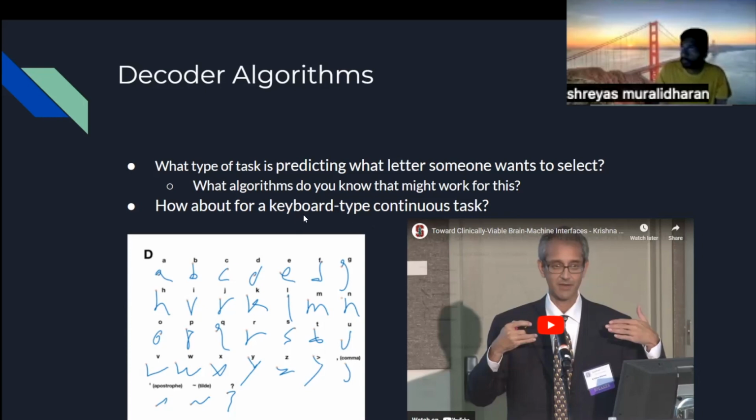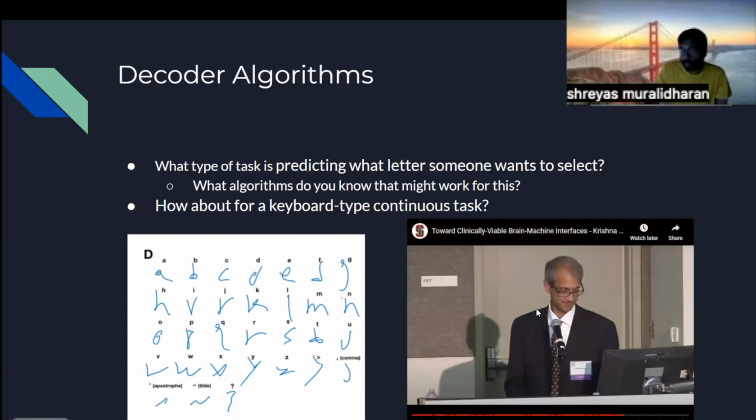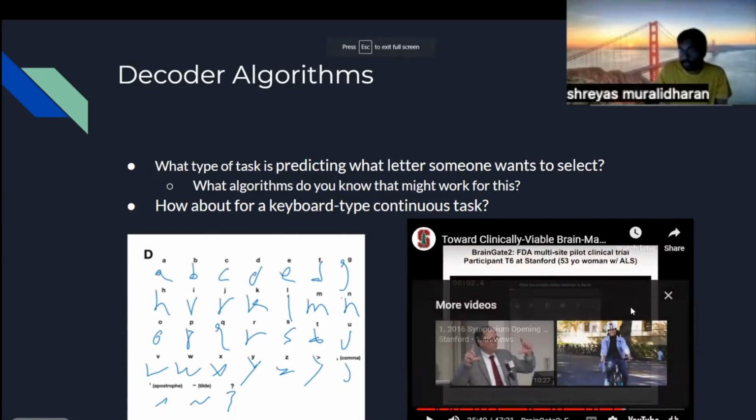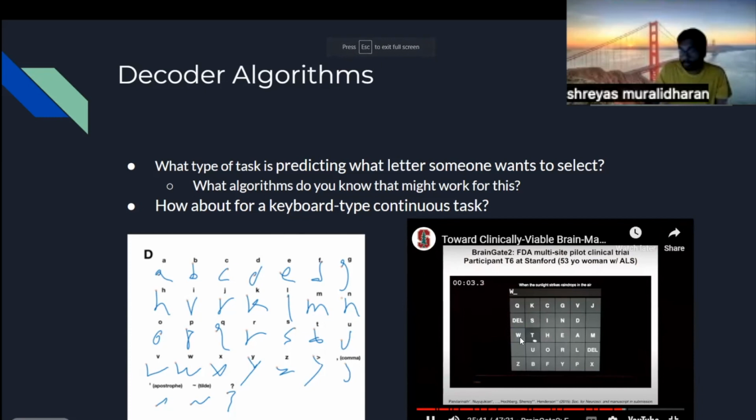Yes, so I have some regression options, exactly. For a keyboard type continuous task, we might be trying to predict which direction we're going, for example up with the velocity of blank or left with the velocity of blank. So if I'm trying to decode that, it's a continuous variable, and you might imagine that you do a regression type task.